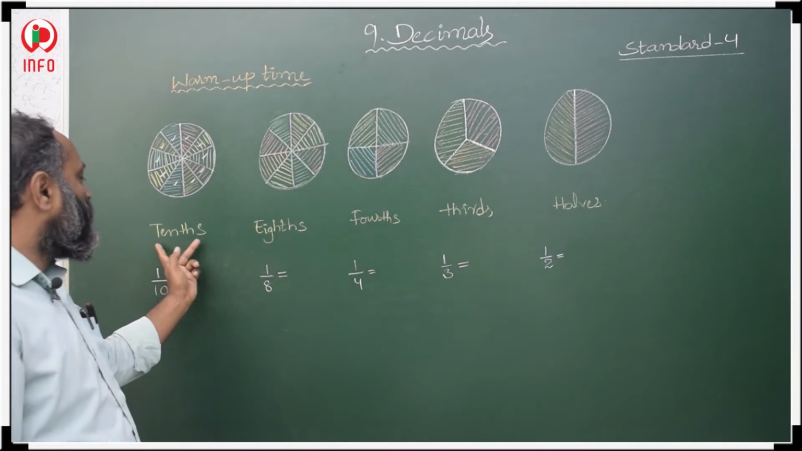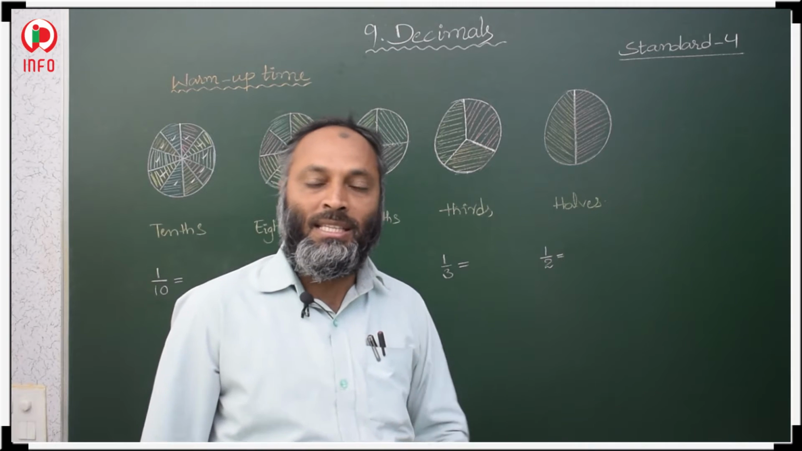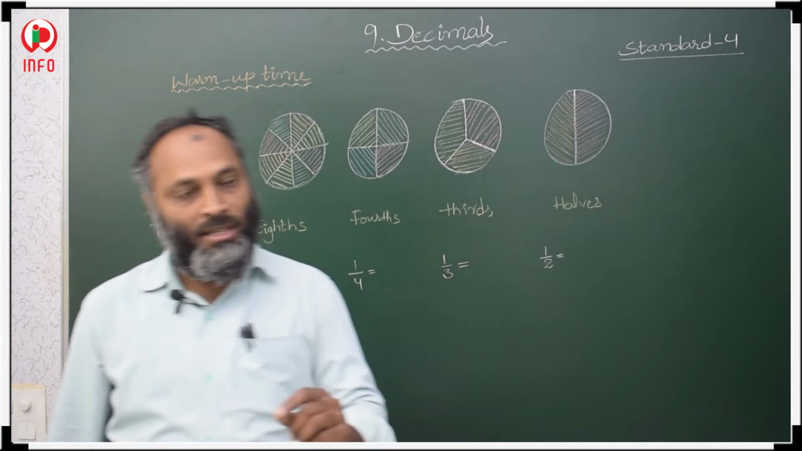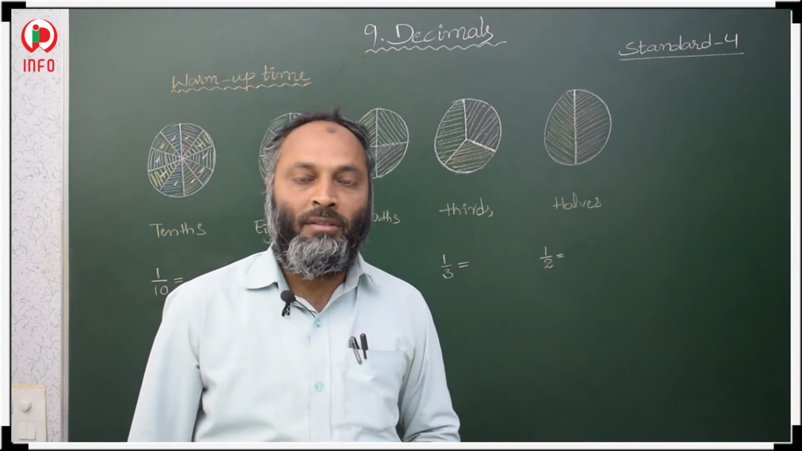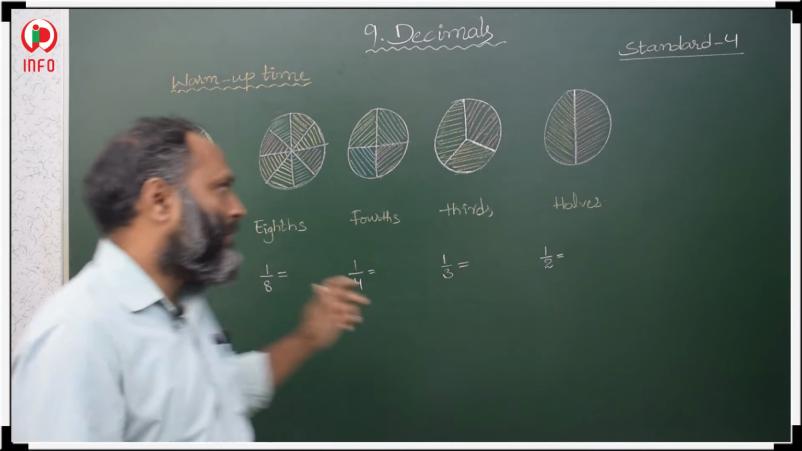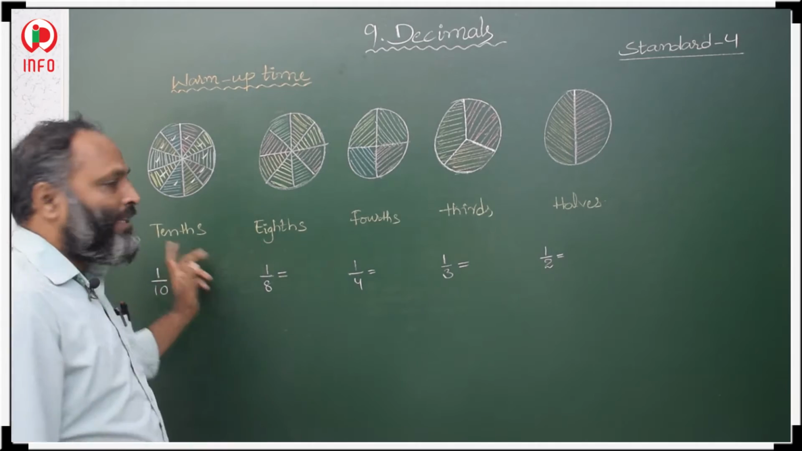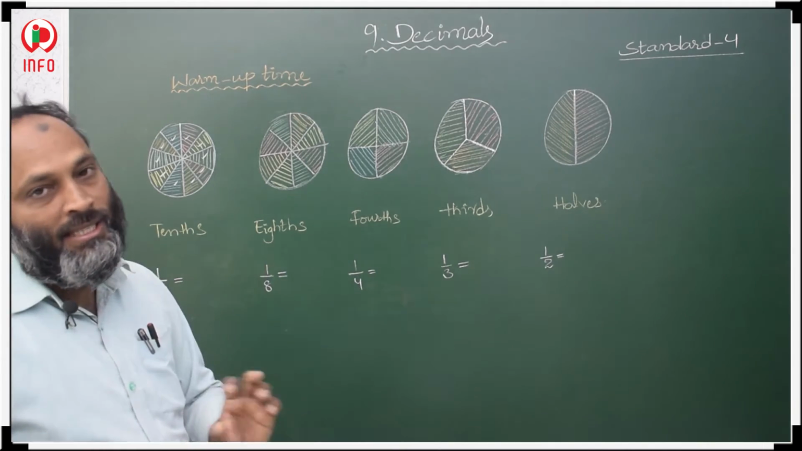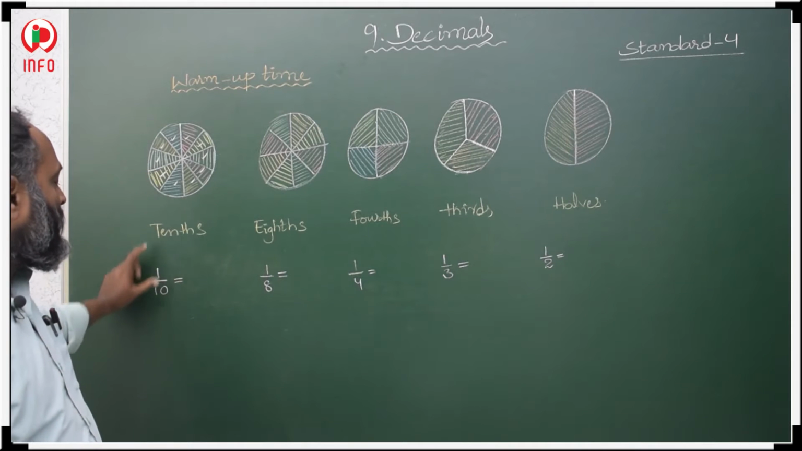So, this is tenths. Not tens, tens is different, tenths is different. Tenths means it is a small part, a fractional value. We divide it into 10 equal parts, so how to read this one? Tenths, T-H-S, tenths. Then how to represent each part in this circle? 1 by 10.